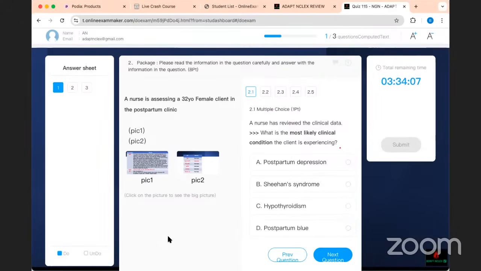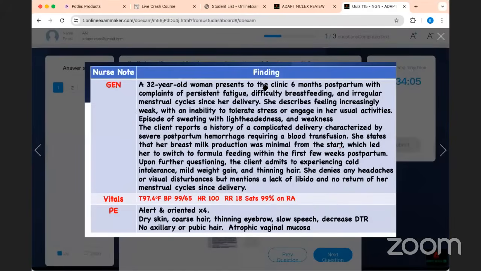What is wrong with this patient? If you never heard it before, look at the problem. She has symptoms of thyroid: dry skin, coarse hair, thinning, decreased reflex. So she has hypothyroidism. That is the cold intolerance, right? And weight gain and thinning of the hair. So she has hypothyroid. Then she cannot tolerate stress because of hypoglycemia, right?